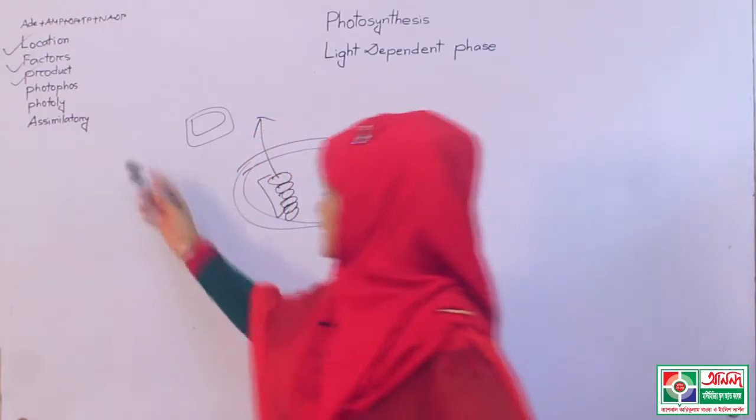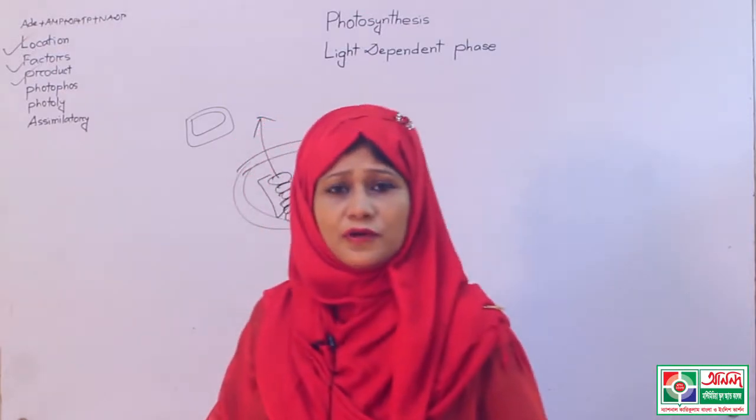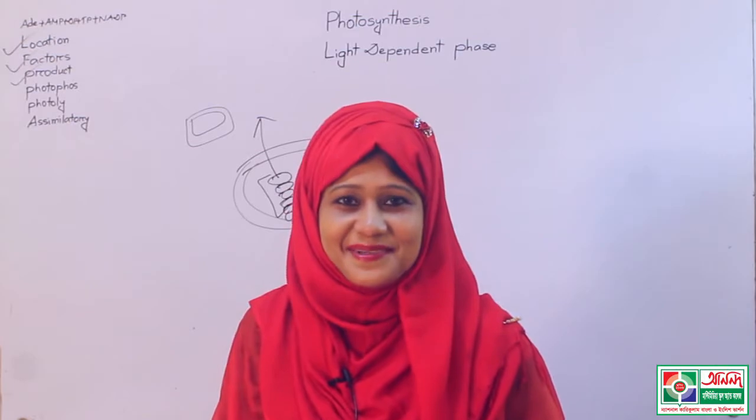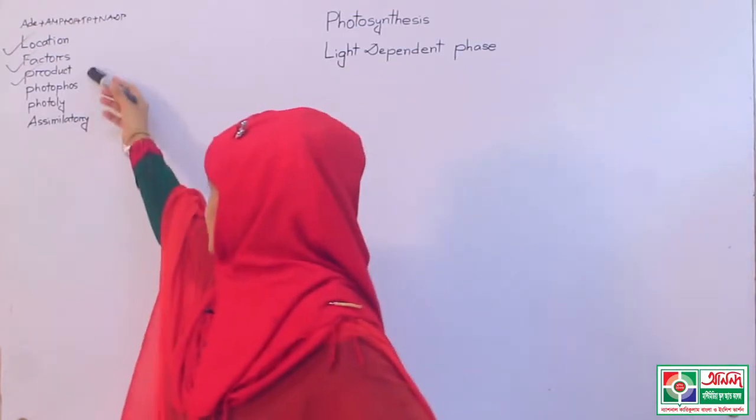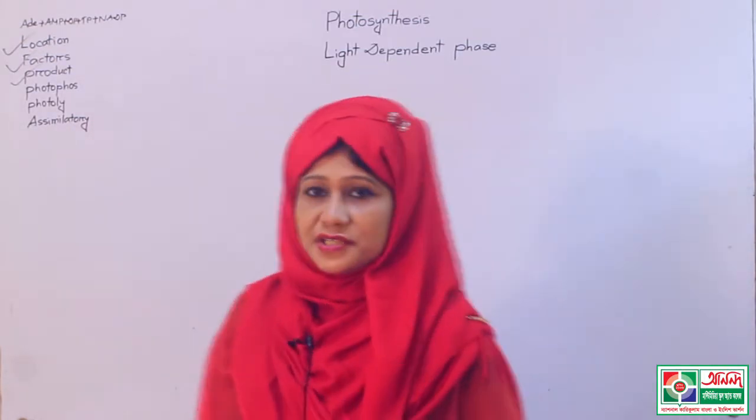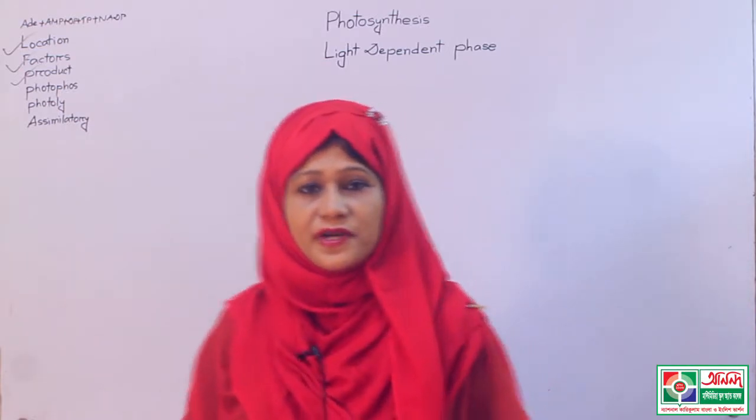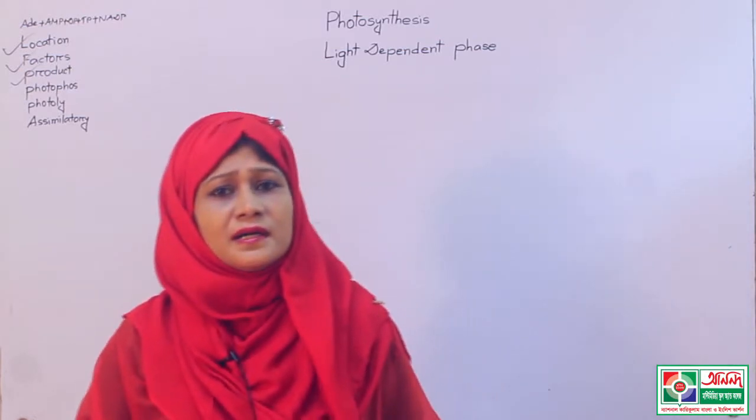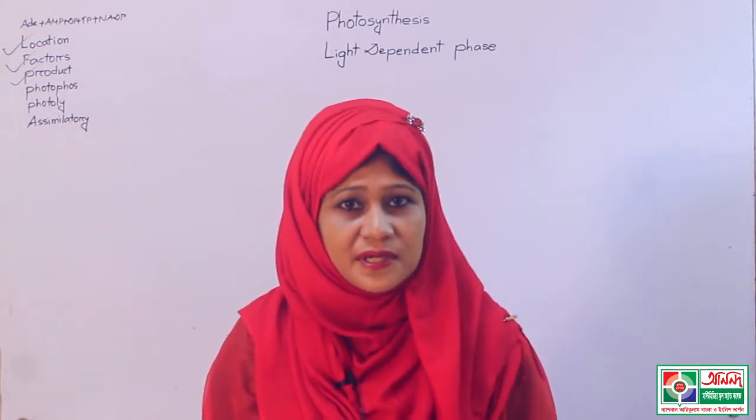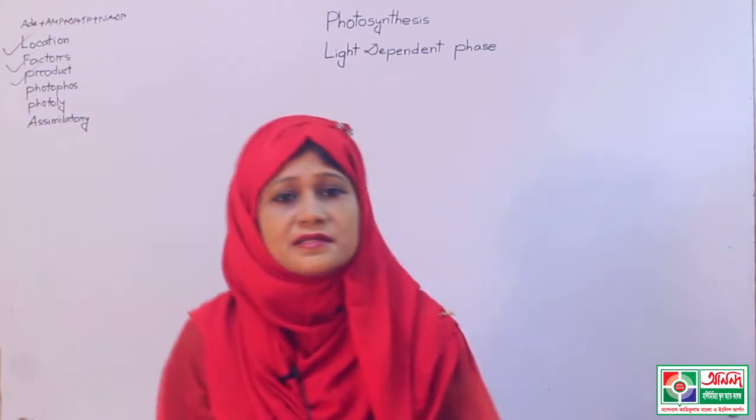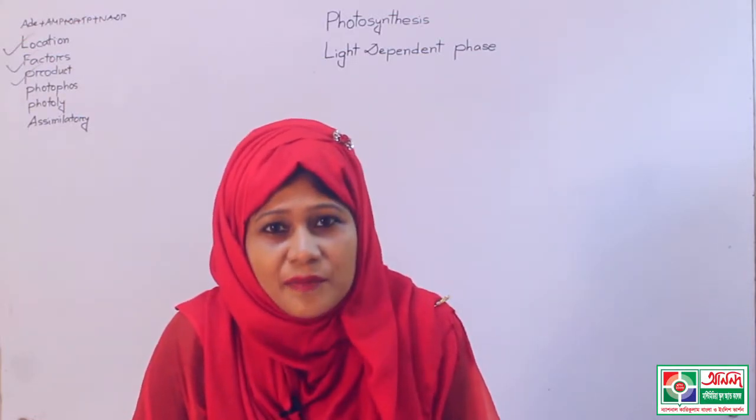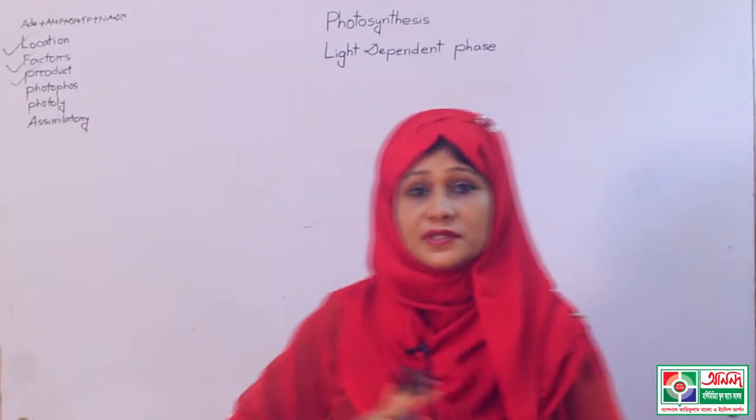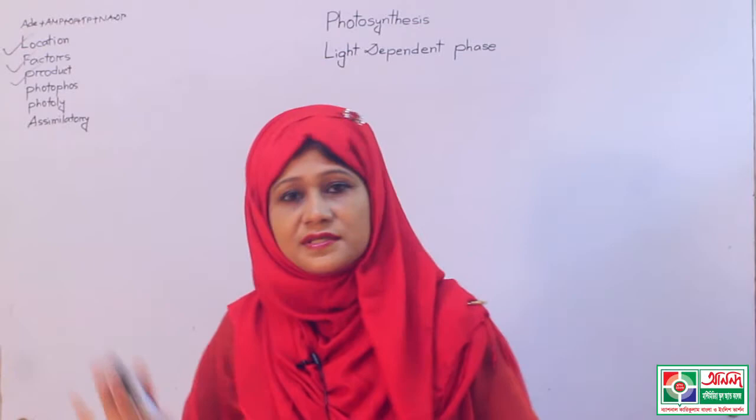Okay, and in this phase we also need to know photophosphorylation, photolysis of water and assimilatory power. Okay students, if we know these terms, that means the location, factors, product, photophosphorylation, photolysis of water and assimilatory power, then we can write the light dependent phase or light phase for the SSC level. In the higher class you will learn so many things about this phase, that means PS1, PS2, etc. But for the SSC level, this information is sufficient.